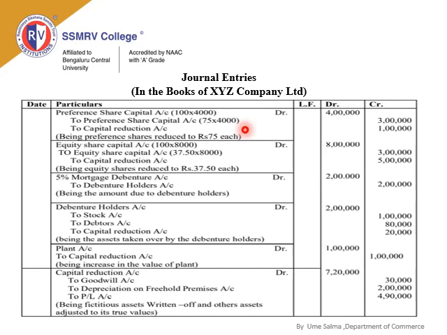Now the next, second entry is related to equity share capital. Same as the earlier problem. Here first all equity share capital is to be shown, which is 8,000 equity shares of 100 each. It comes to 8 lakhs. New equities are to be reduced to 37.5. It is 8,000 into 37.5, which comes to 3 lakh.